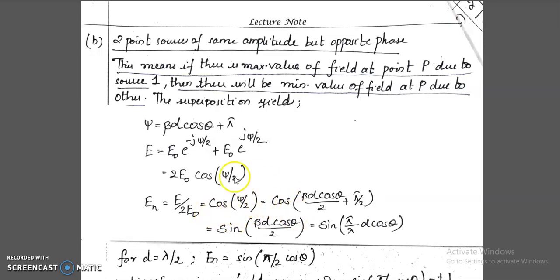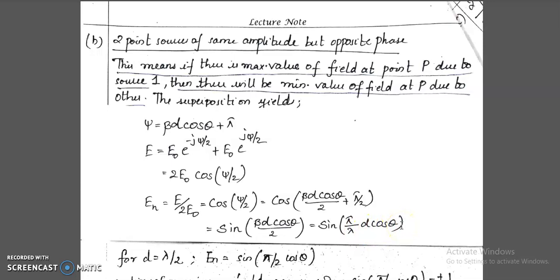We know that psi is equal to beta d cos theta plus pi. Substitute that, then you will finally get sine of beta d cos theta by 2. We know that beta is equal to 2 pi by lambda. Substitute that, and the final answer is sine of pi by lambda times d cos theta.